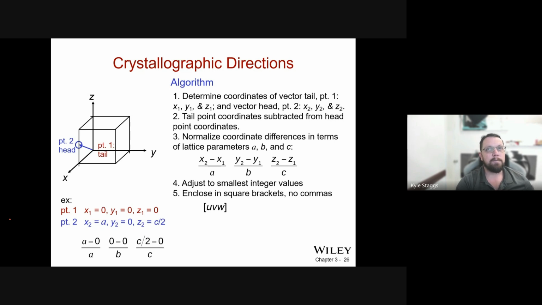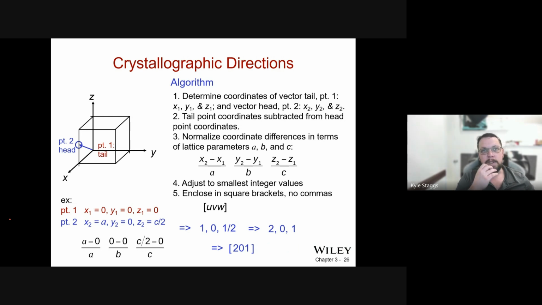Then we're going to basically adjust to the smallest integer values. So instead of 1, 0, half, we're going to multiply all of those values by 2 to get rid of the denominators so that we have whole integers to work with. That's a step that a lot of people forget. We go from 1, 0, half up to 2, 0, 1. So it's the same numbers, just scaled up. It's the same directionality.